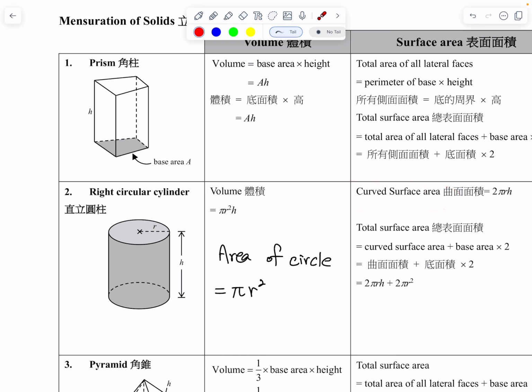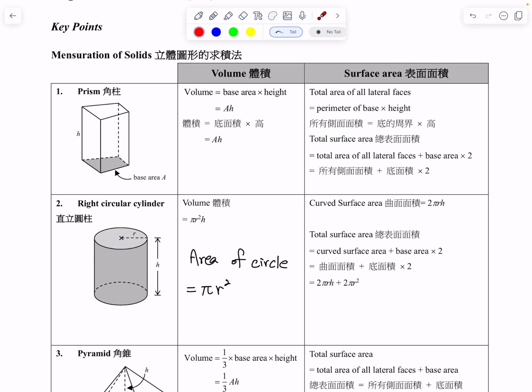And then how about surface area? That's something you need to really remember. Now, of course, you need to have the outer line. Outer line is called yuan zhou, that means circumference. Circumference is 2 pi r, and then you have a height with it. So 2 pi r h.